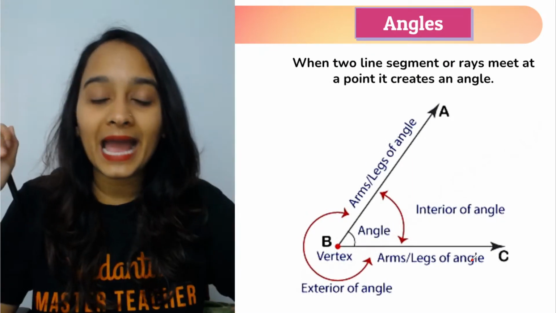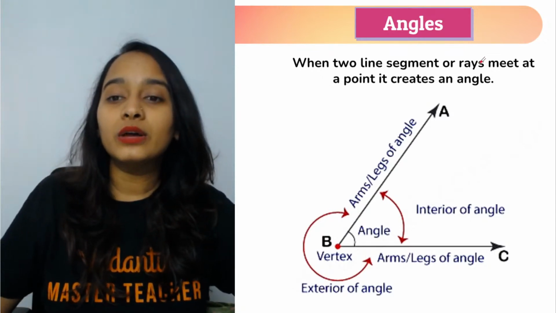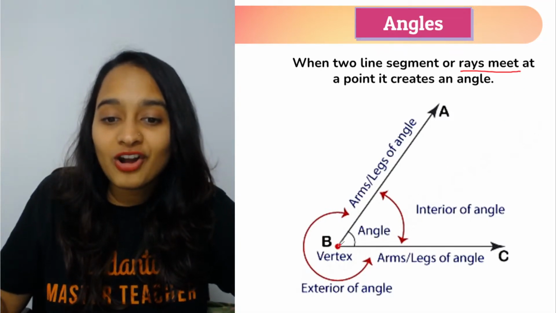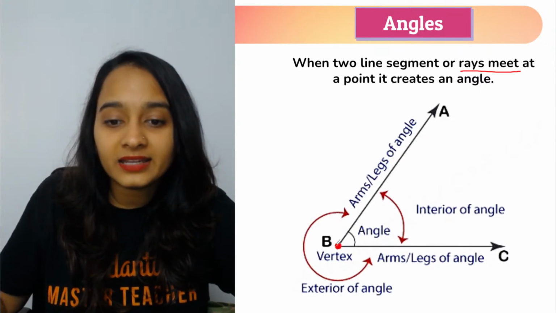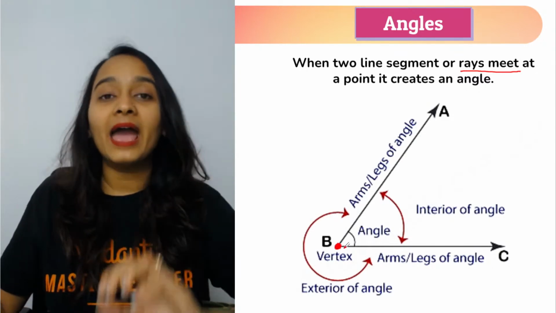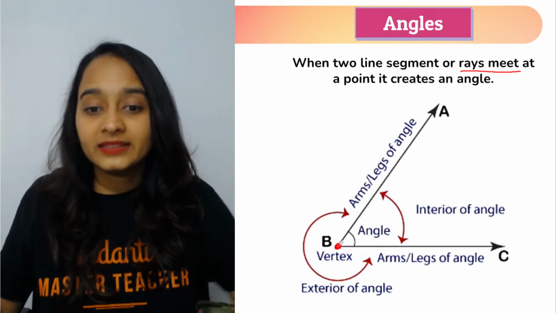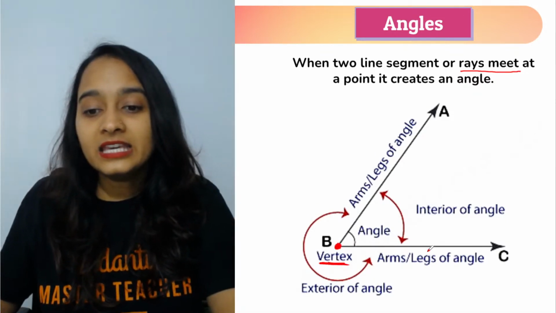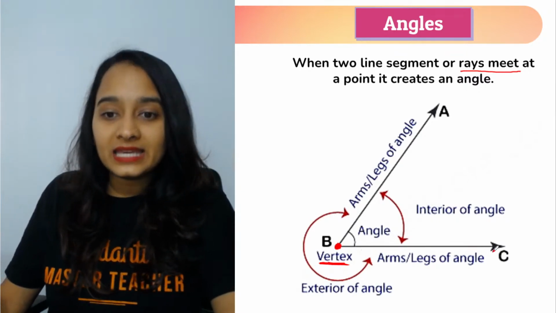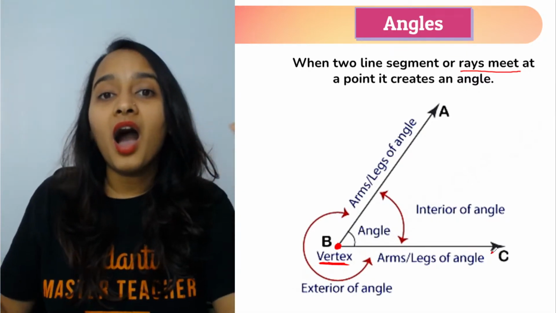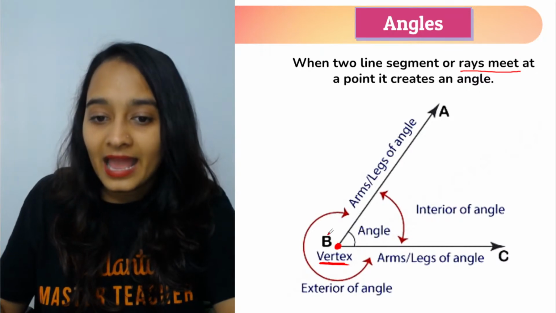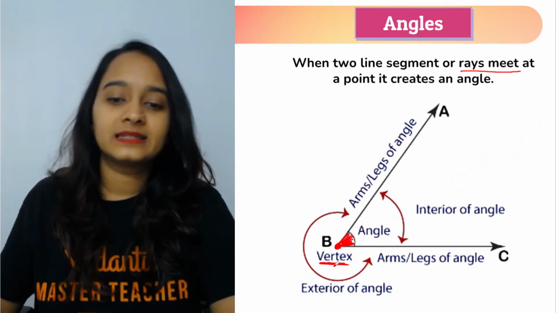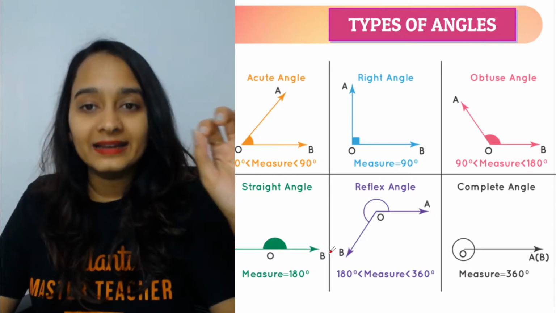Now, what about angles? When two rays or line segments meet and have a common starting point, then an angle is formed. That common point is called the vertex. These AB and BC are called the arms of the angle. And this region between these two arms is called an angle.